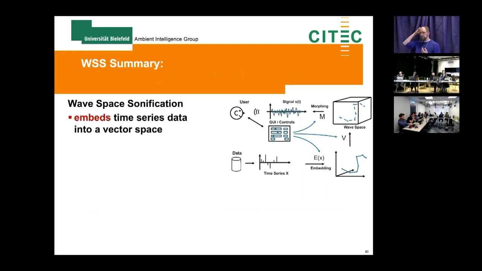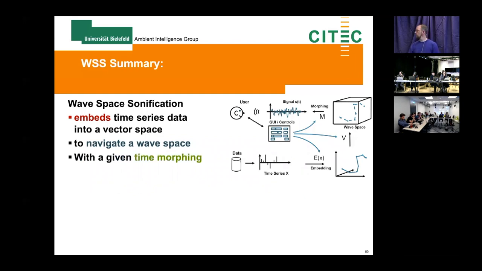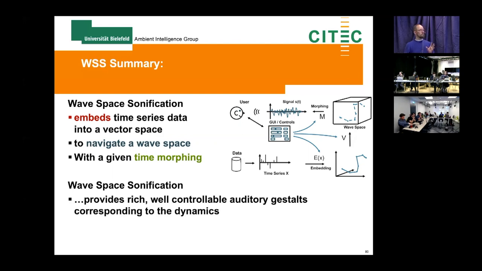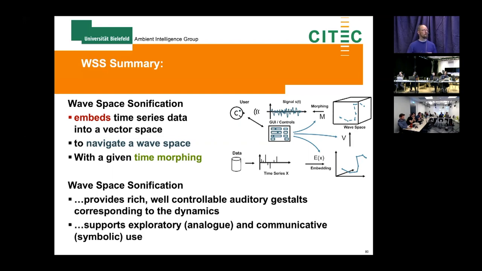So wave space sonification embeds time series data into a vector space to navigate a wave space with a given time morphing. That's in a nutshell the idea of wave space sonification. It provides rich, well-controllable auditory gestalts corresponding to the dynamics and supports exploratory, analog, and communicative symbolic uses. And it is not a parameter mapping, because we are definitely having here some very highly analogic process like an audification being involved. It is not an audification. Audification is only a special case of wave space sonification.